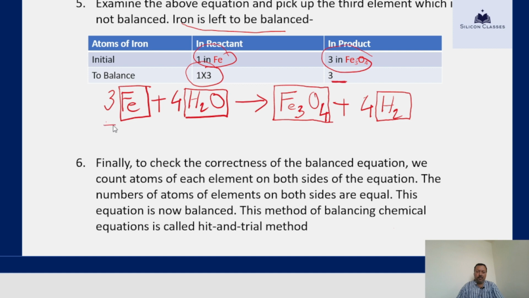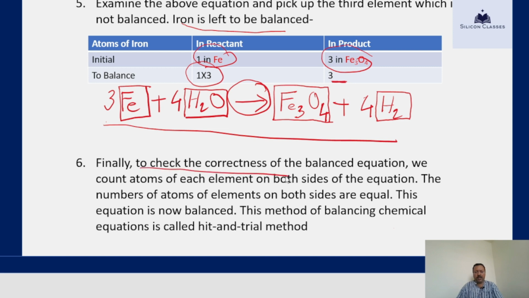Now this is the balanced equation, that is 3Fe plus 4H2O arrow Fe3O4 plus 4H2. We have already discussed that the reactant and product should be separated by an arrow and the arrowhead should indicate the product.